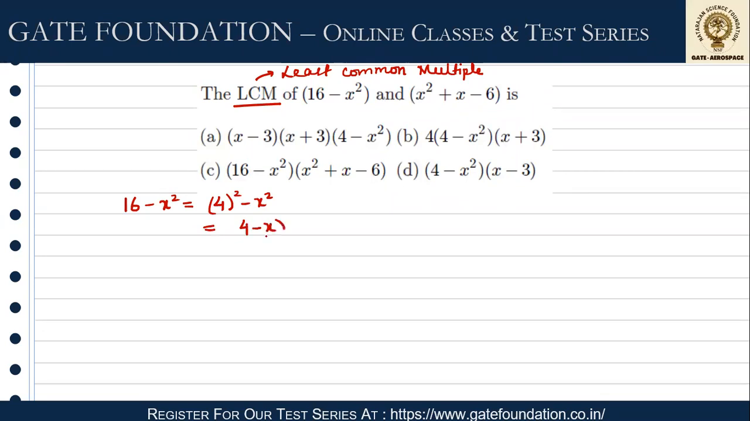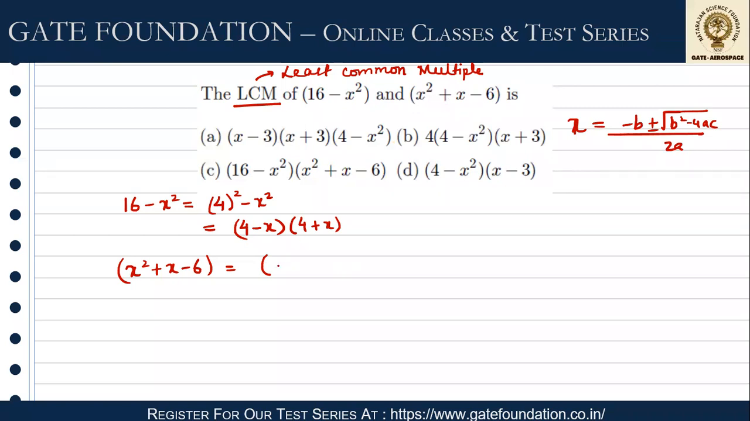So it becomes 4 minus x, 4 plus x. Can it be divided further? No, we can't, because x square is not given. So we'll keep it up to here, 4 minus x, 4 plus x. And the second term is x square plus x minus 6, which can be factorized using either the middle term split, or you can use the discriminant to find the roots. The formula we have discussed: minus b plus or minus root of b square minus 4ac, divided by 2a.